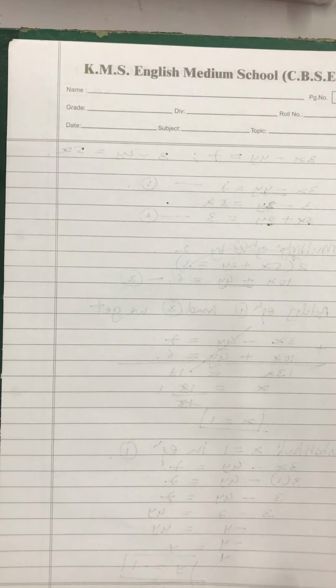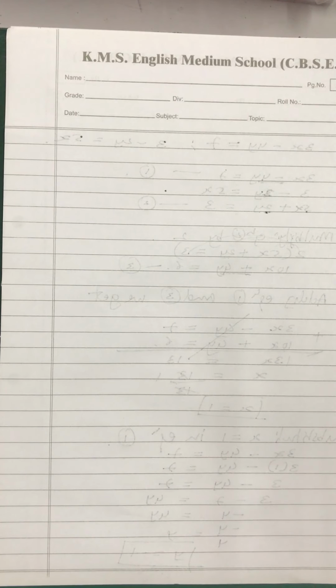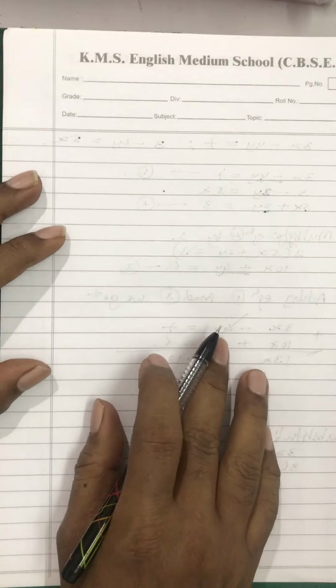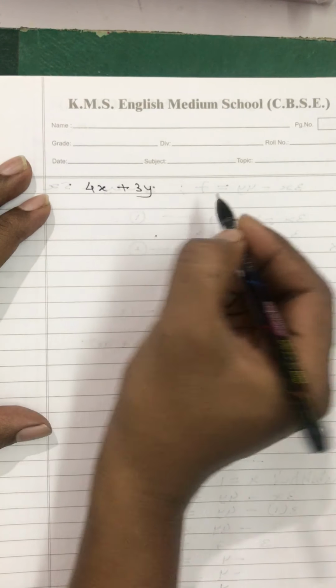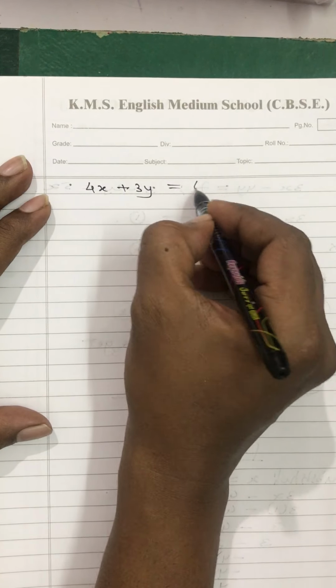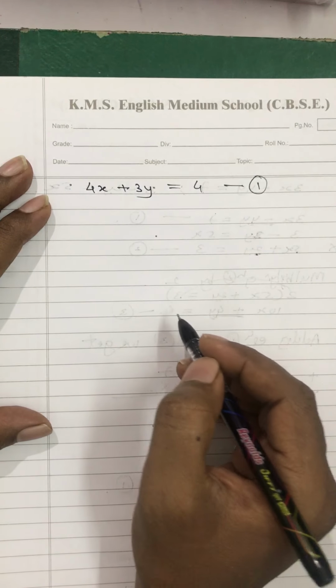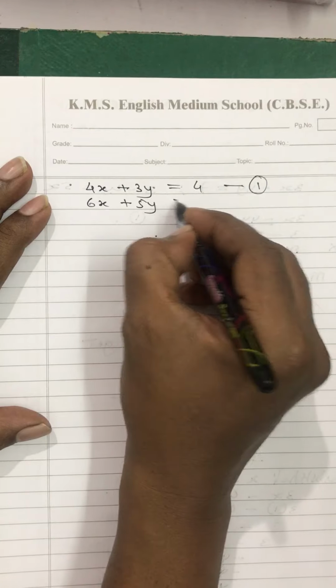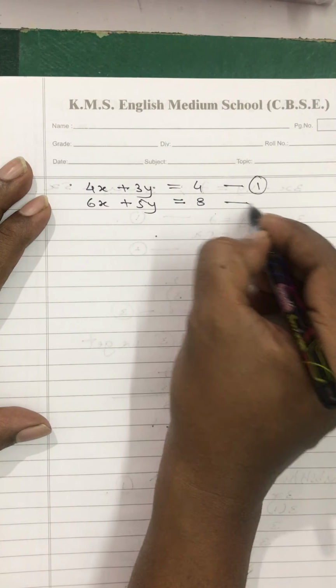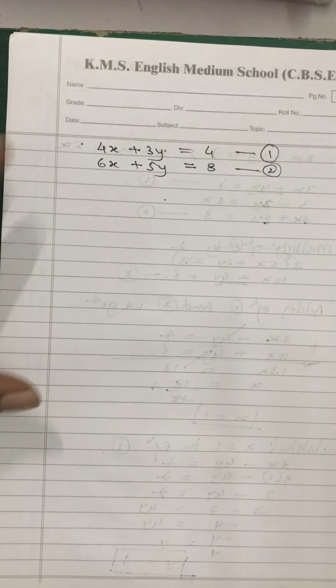But of course there are some more types of questions that you have to understand. One very important type of question basically. Now one more very important type of question. See here, that is 4x plus 3y is equal to 4 and 6x plus 5y is equal to 8. Now pay attention, my dear students.